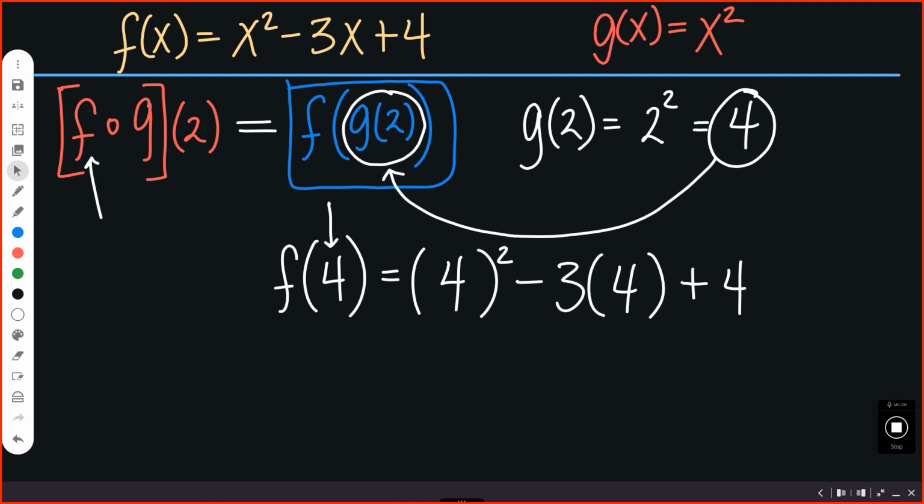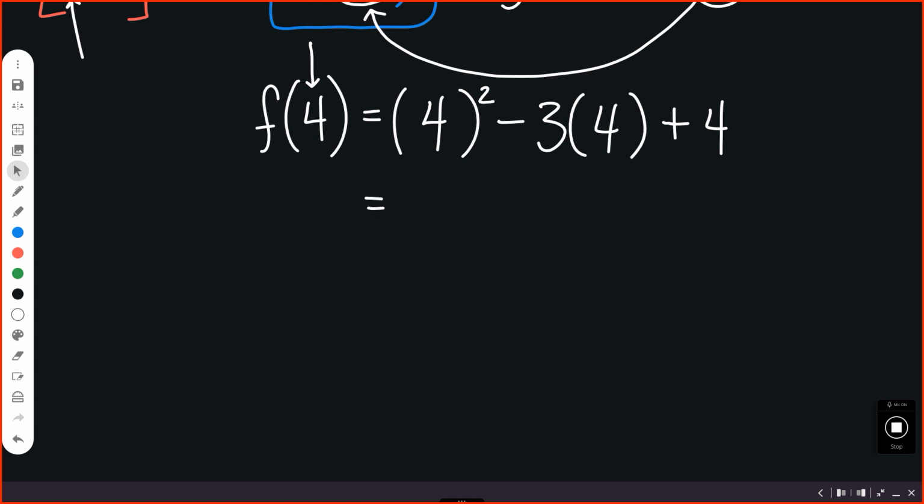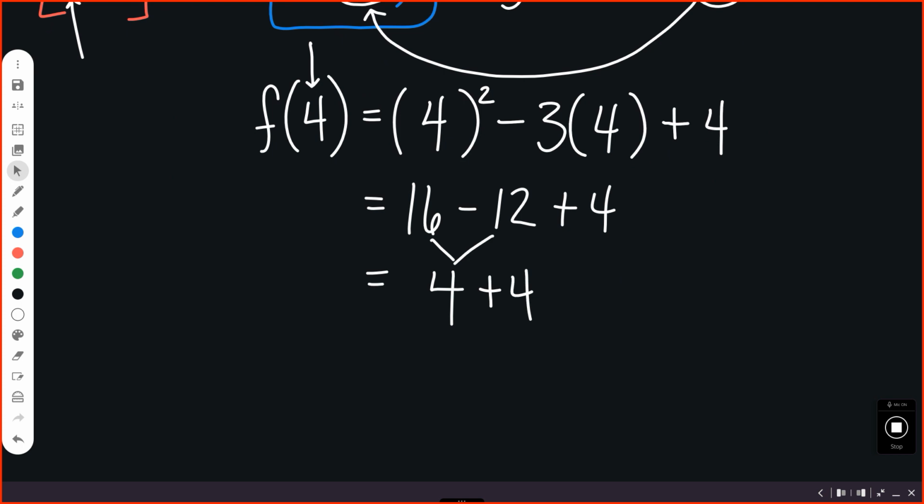Now 4 squared is 4 times 4, which is 16. 3 times 4 is 12, plus 4. So now from left to right, 16 minus 12 is 4. Plus 4, that equals 8. So we can rewrite this like this, and this is our answer.